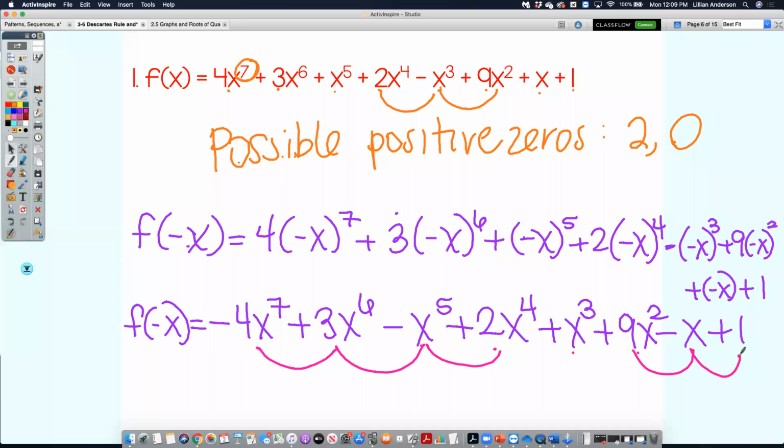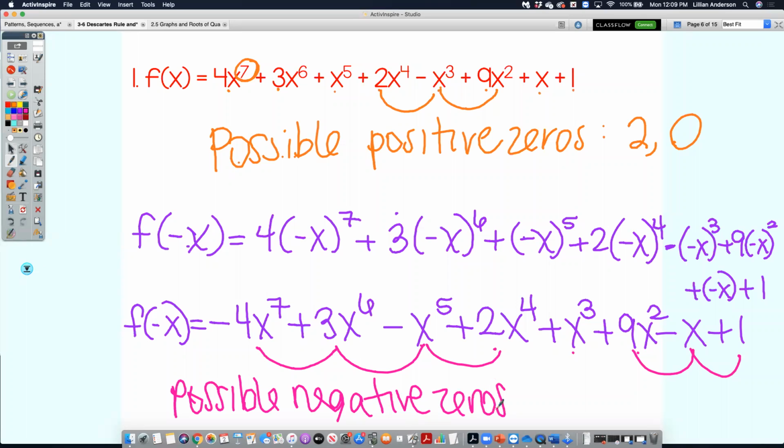How many is that? So the maximum number of possible negative zeros, the maximum number is 5. But again, we count down by 2s to find all the possible ones. So what's 5 minus 2? 3. And what's 3 minus 2? 1. And of course, you wouldn't put 0 after that because 1 minus 2 is a negative 1 and we can't have that.